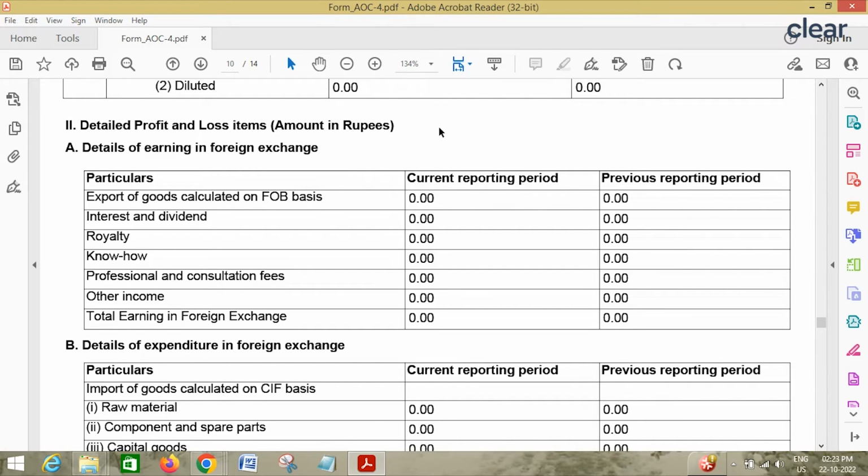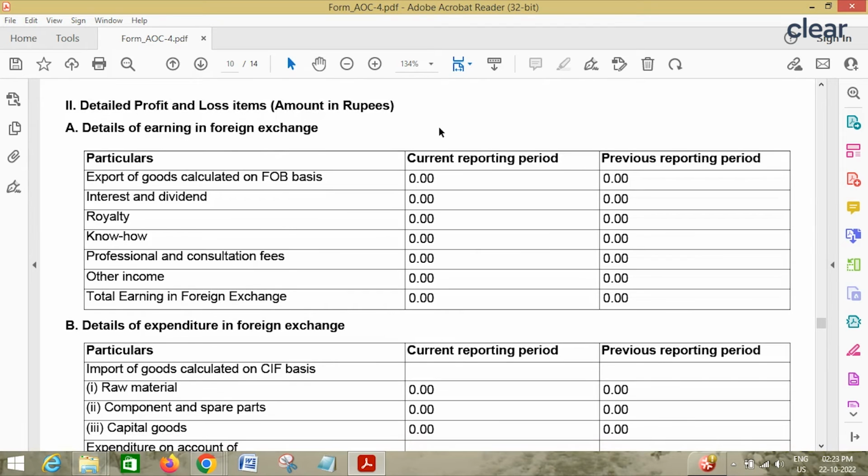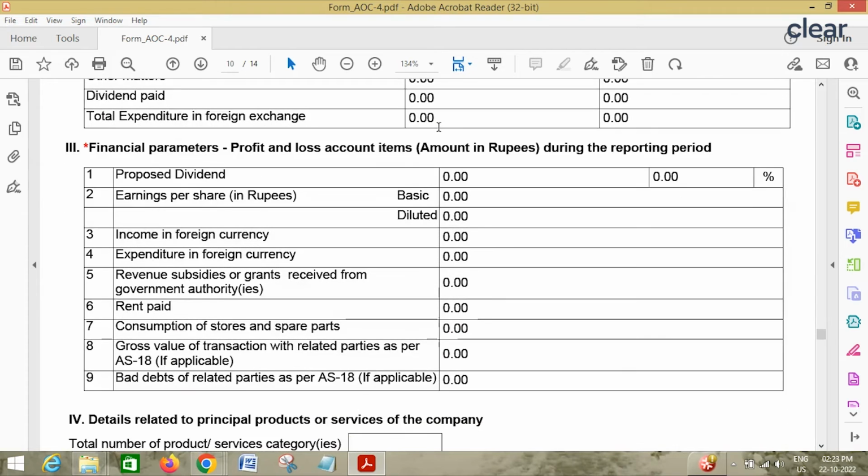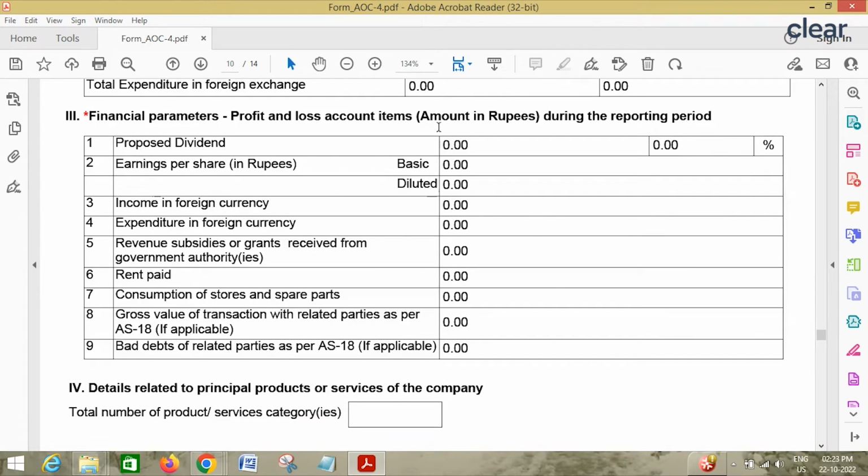Enter the details of profit and loss items. Enter the details of earnings in foreign exchange, details of expenditure in foreign exchange, if any. Enter the financial parameters of the profit and loss account items, such as proposed dividend, income in foreign currency, expenditure in foreign currency, revenue subsidies or grants received from government authorities, rent paid, consumption of stores and spare parts, bad debts of related parties, as reflected in your profit and loss account.